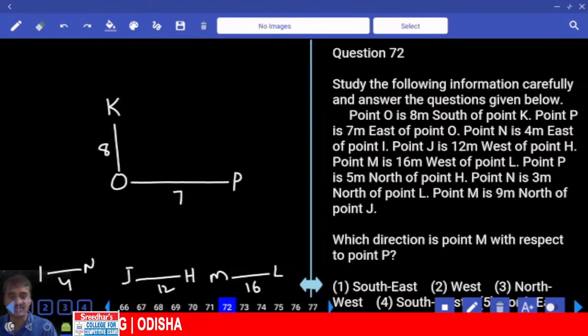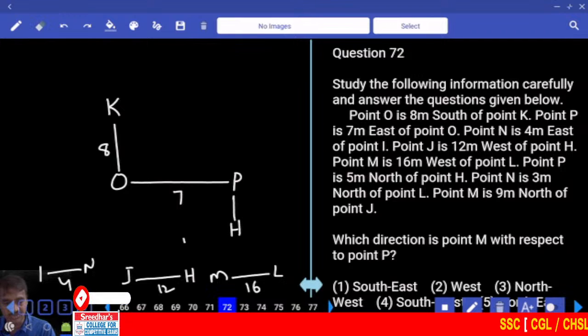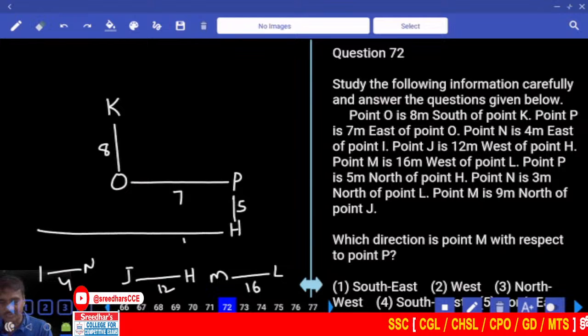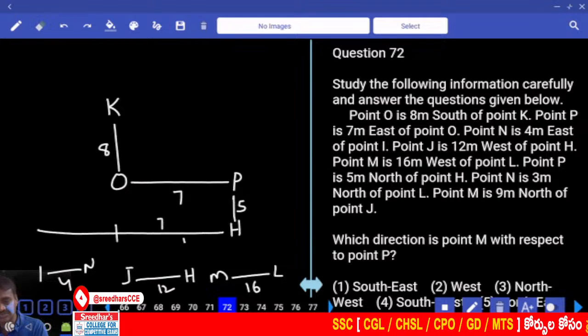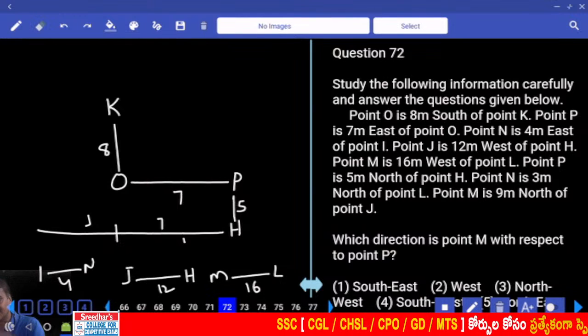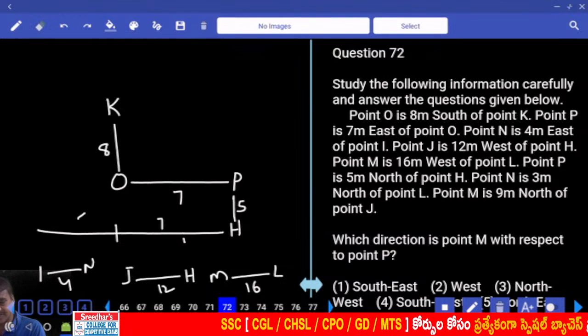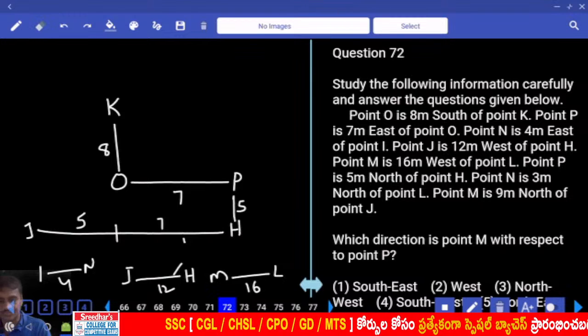P is 5 meters to the north of H. Now this is P, which is 5 meters to the north of H. This is where we have got a clue. Then from here onwards, 12 meters. 12 meters means this is 7 and this is 5. And J is 12 meters to the west of H.